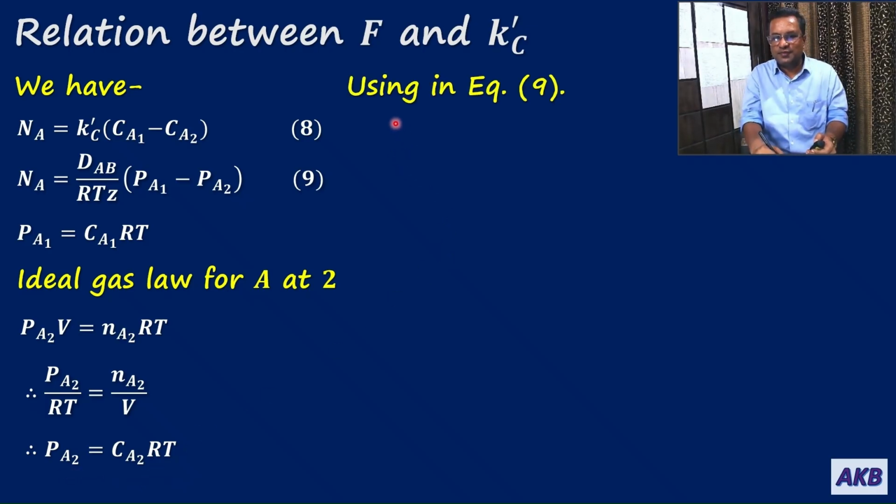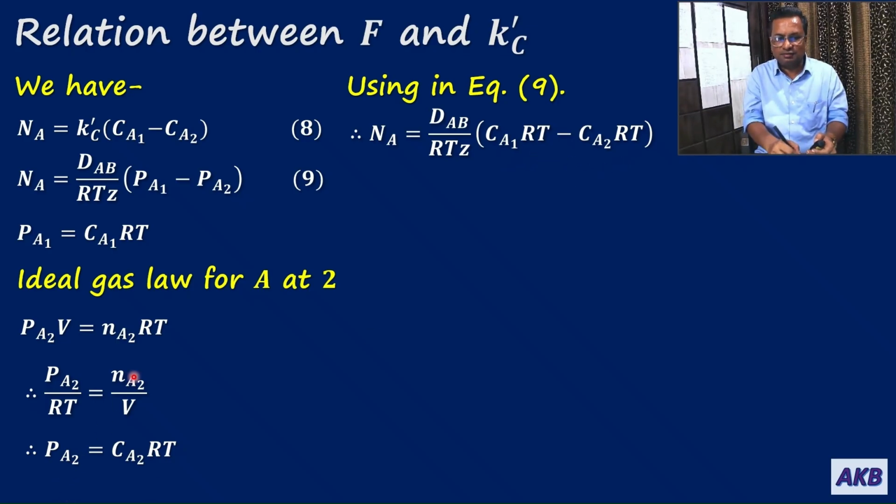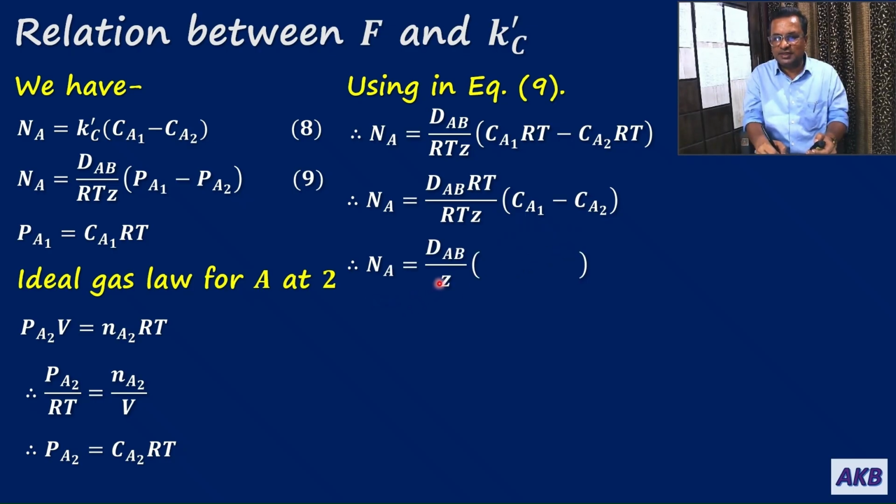So that's why, if you use it in equation 9, it will be Na = DAB/(RTZ) × (Ca1 RT − Ca2 RT). You have replaced Pa1 and Pa2 with Ca1 RT and Ca2 RT respectively. So in the next step, RT will be taken out as a common term. So it will be Na = DAB RT/(RTZ) × (Ca1 − Ca2). That is Na = DAB/Z × (Ca1 − Ca2), because RT gets cancelled.